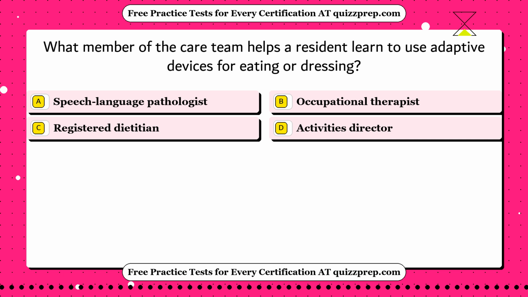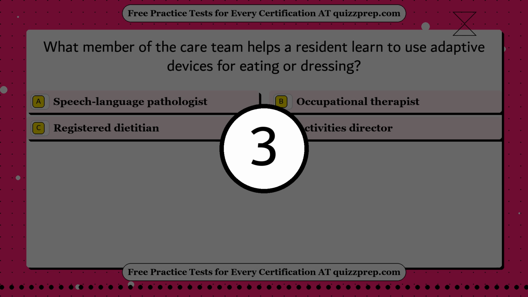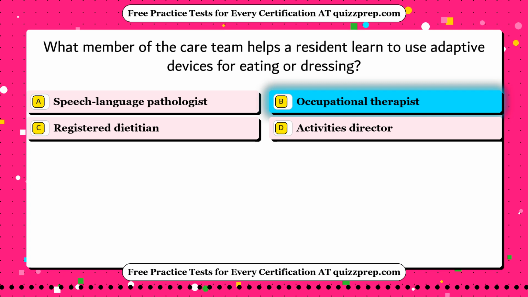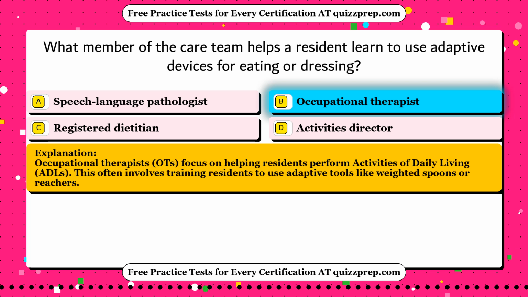Question 87. What member of the care team helps a resident learn to use adaptive devices for eating or dressing? Option A, speech-language pathologist. Option B, occupational therapist. Option C, registered dietitian. Option D, activities director. The correct answer is option B, occupational therapist. Occupational therapists, OTs, focus on helping residents perform activities of daily living, ADLs. This often involves training residents to use adaptive tools like weighted spoons or reachers.